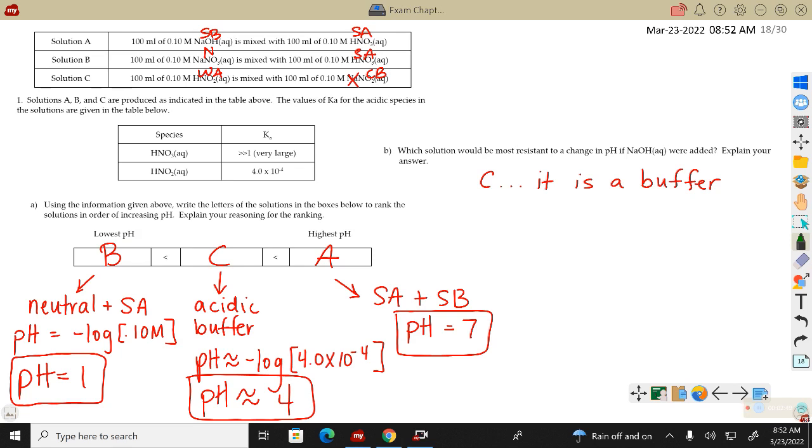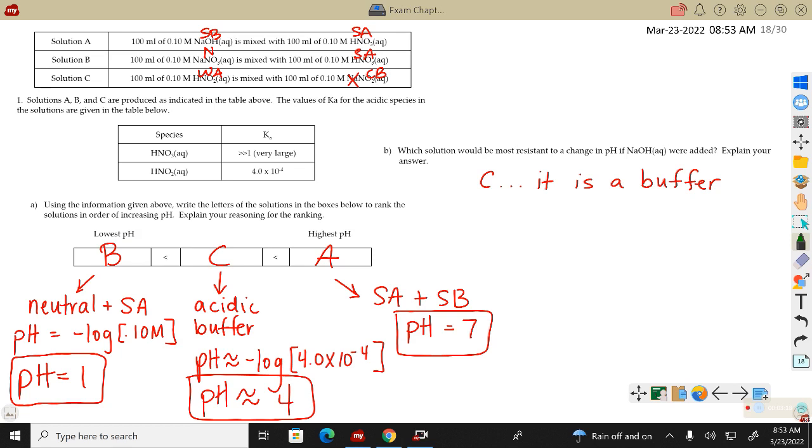They're not asking you to calculate the pH of these solutions, just explain your ranking. But yeah, I mean, without plugging it in a calculator, I could say that the pH should be somewhere around a 4. And then finally, solution A should be totally neutral. Equal volumes of strong acid and strong base, both with the same molarity. Should be 100% neutral with a pH of about 7, which is my highest pH of those 3 options.